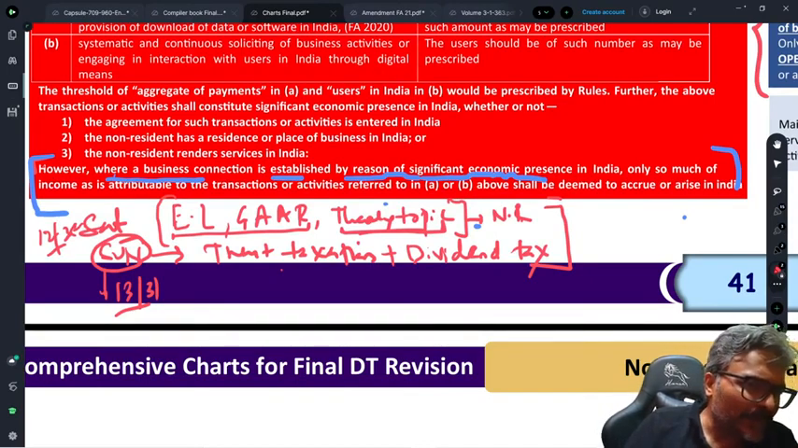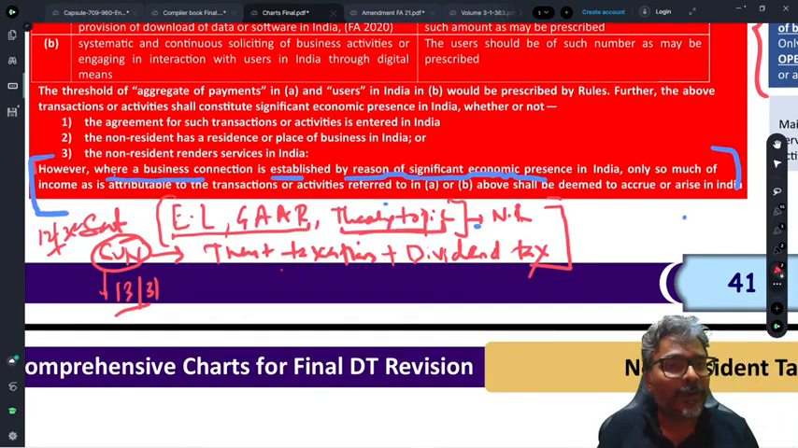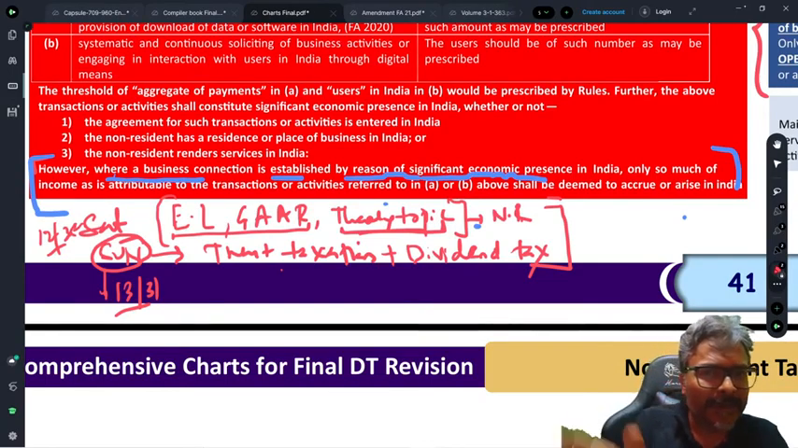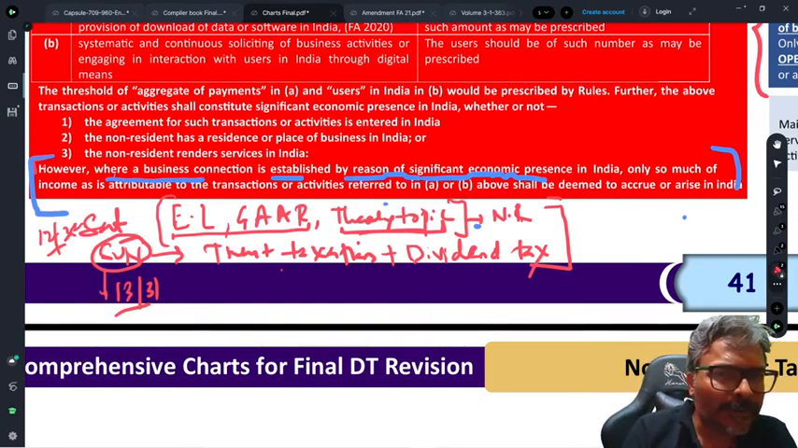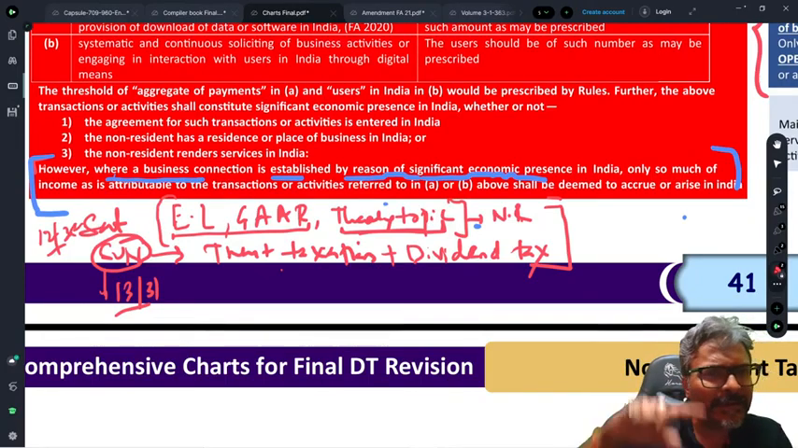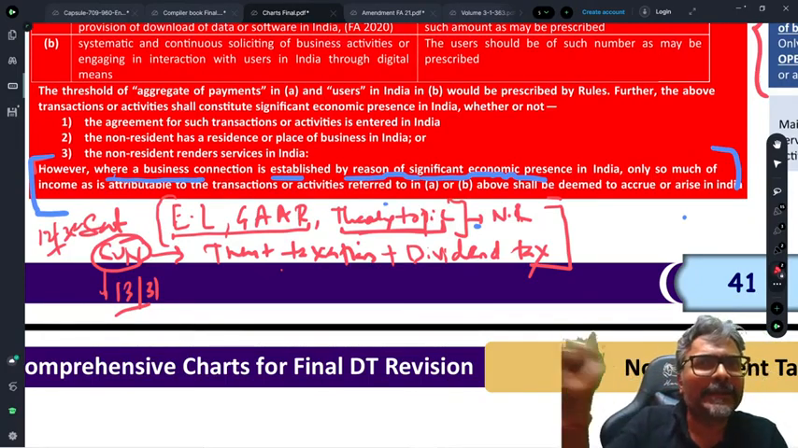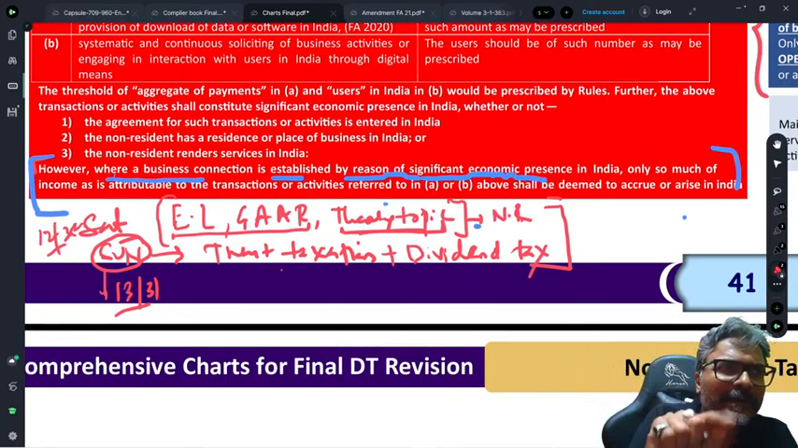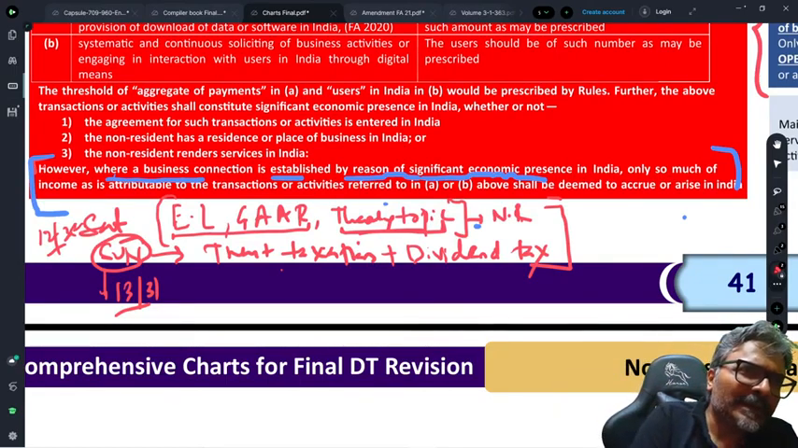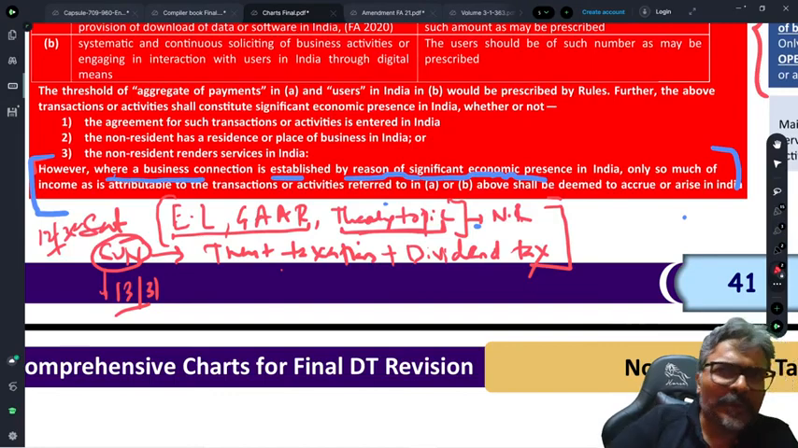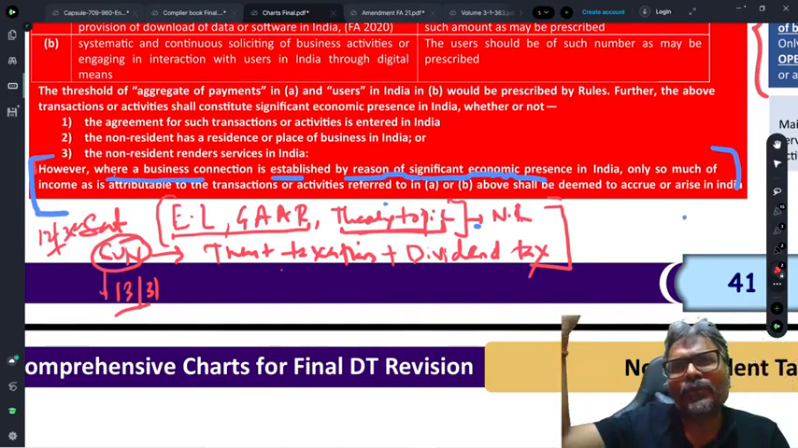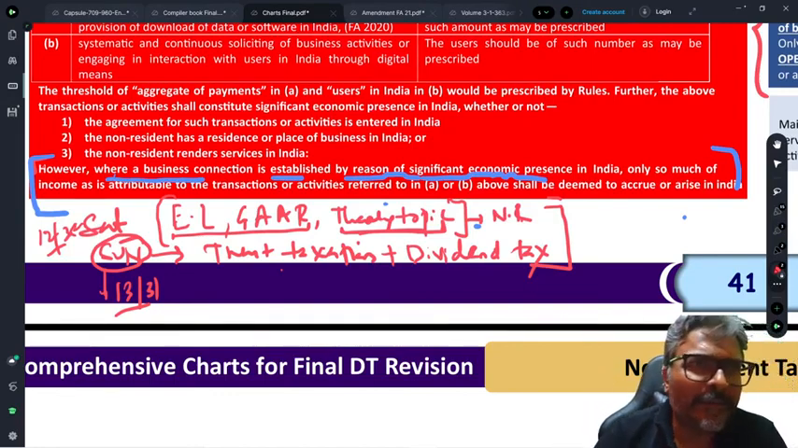This Saturday and Sunday, I gave you the target. Next Saturday and Sunday also, I told you what I'm going to do. The MAT, TDS and TCS, alternate tax regime is what will be there, and I will try to complete the surrogate taxes also on that next Saturday and Sunday. Which will make us go to our final revision that we will do.